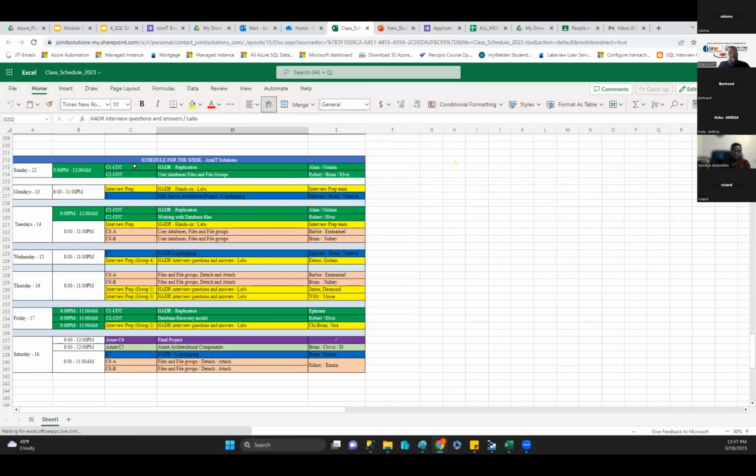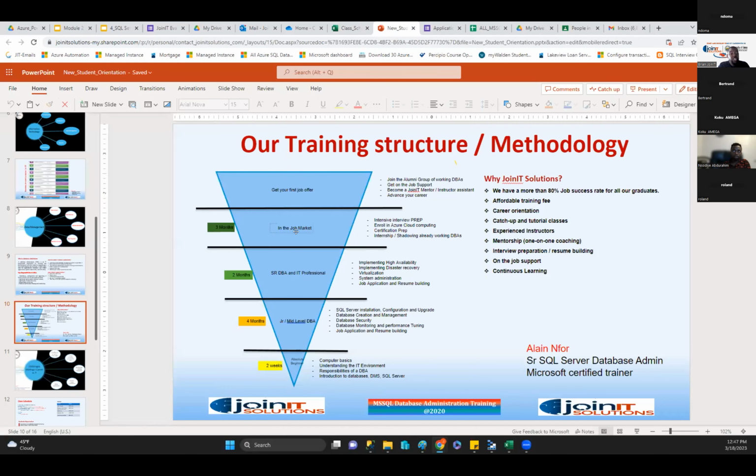Look at C1, C2 in Cameroon, interview prep. How many classes do we run? So we are building a community. How many instructors do we have at JoinIT? We have over 25. Trisha says she has met just 4. There are over 25 instructors and over 30 mentors. So it is a community. It's not a group of people saying, oh, let's start a school. We have been doing this for so long and we have been consistent. You have experienced instructors, one-on-one mentorship, interview preparation and resume building, on-the-job support, and continuous learning.